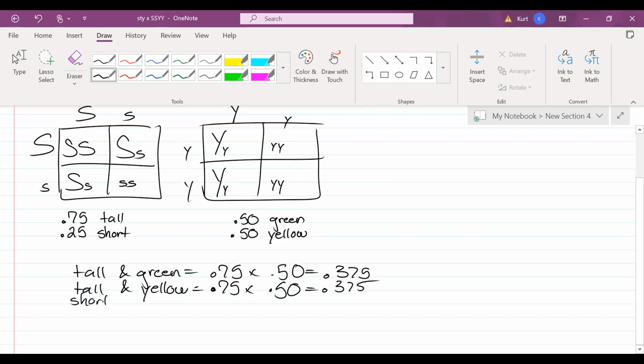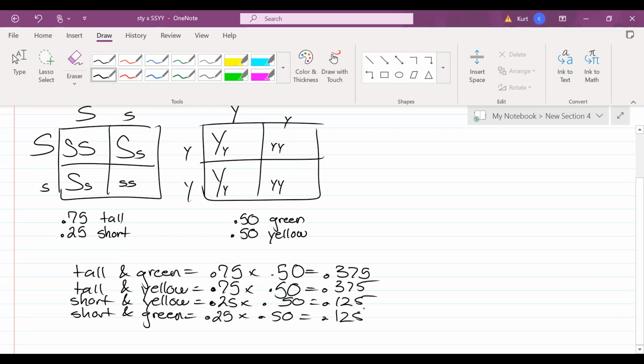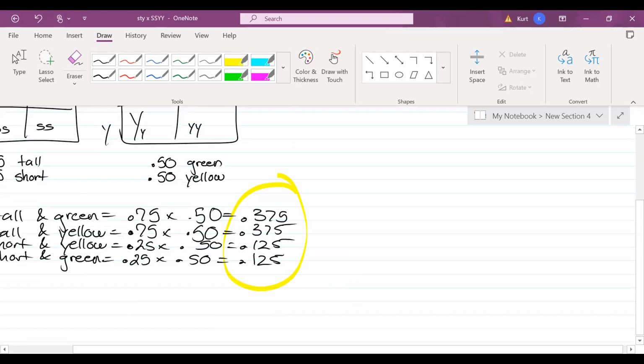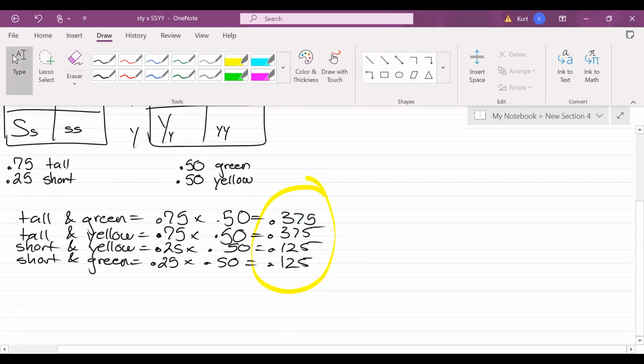Short and yellow is going to be 0.25 times 0.5, and that will equal 0.125. And then we have short and green. That will be 0.25 times 0.50, which is 0.125. These are your frequencies, which is what you need to do first. Are there any questions there?